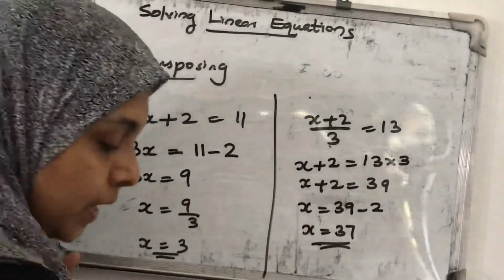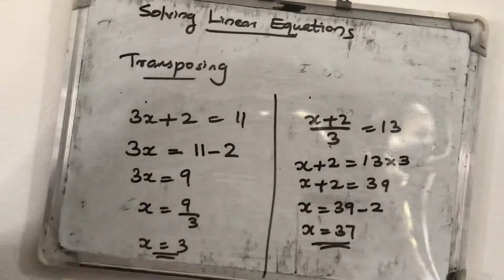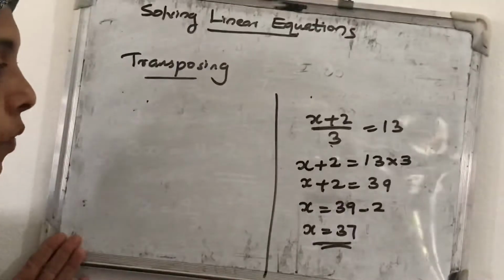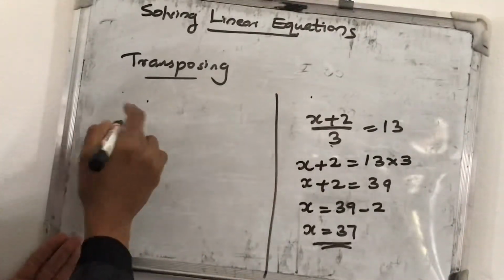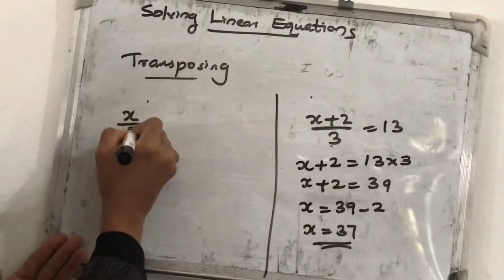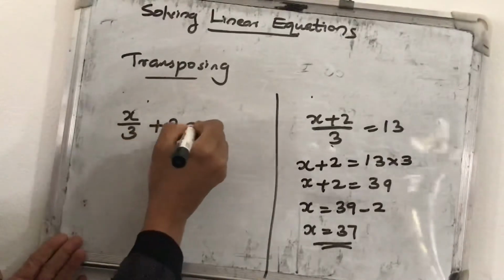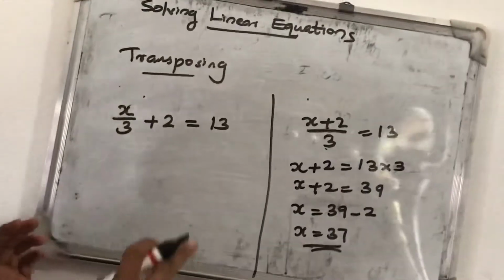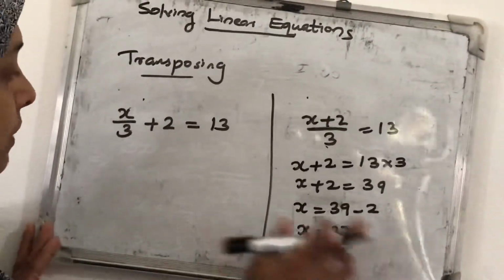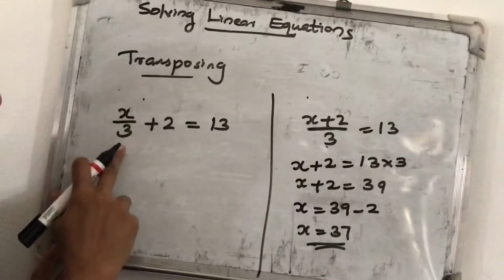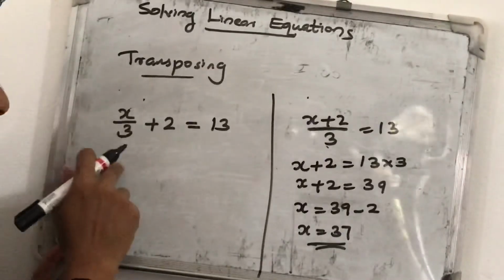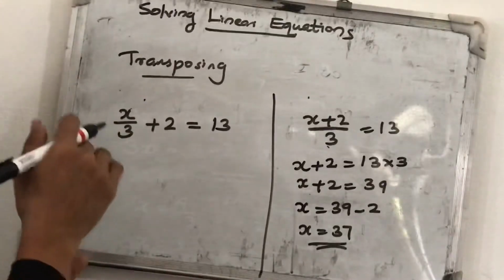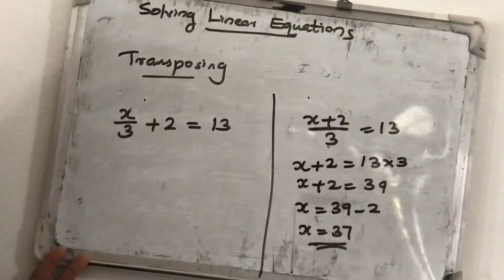This is one case. In another case, most common mistakes will happen, so all of you take care. Suppose this equation is like this: x by 3 plus 2 equal 13. In this equation, the division by 3 is only for x. If the given equation is this, how can we solve this?